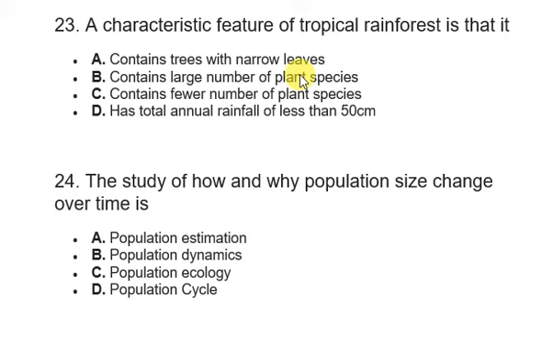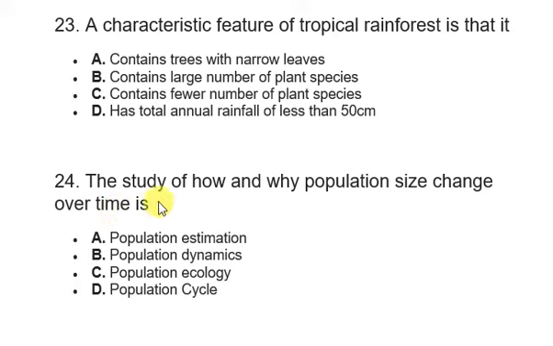That's also false. Tropical rainforest, according to the name rainforest, means that there is a lot of rain per year. At least about 200 to 1000 centimeters of rain. It rains a lot and hard in tropical rainforest. So the correct answer here is that it contains a large number of plant species.